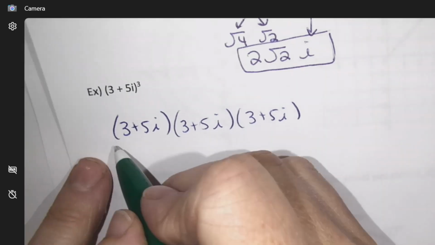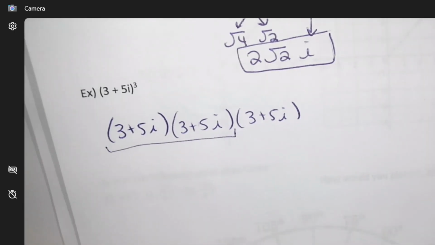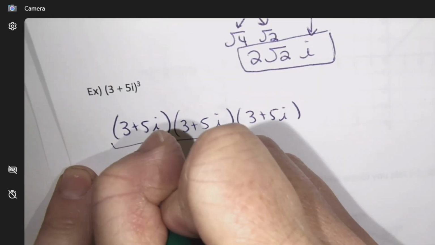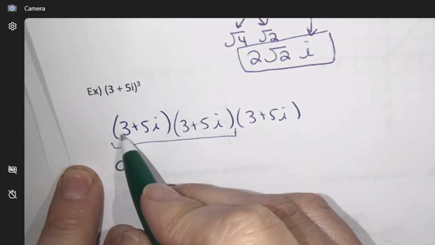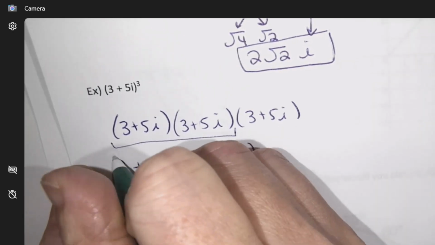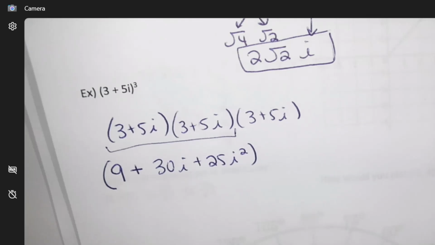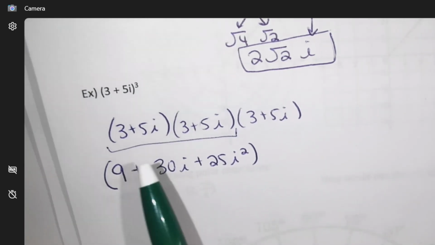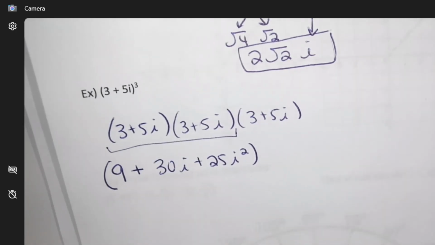Okay, here we go. We're going to do a foil on the first 2. So 9 plus 30i plus 25i squared. Are we okay to see where I got the 30 from? I did 15i, 15i.